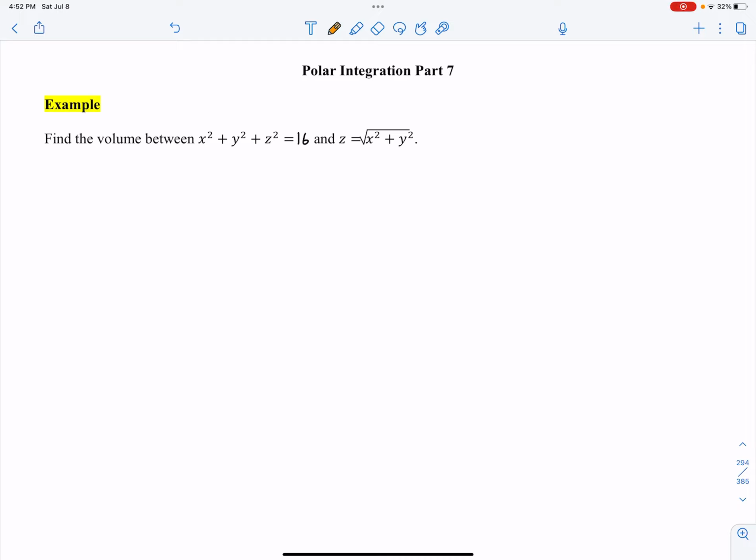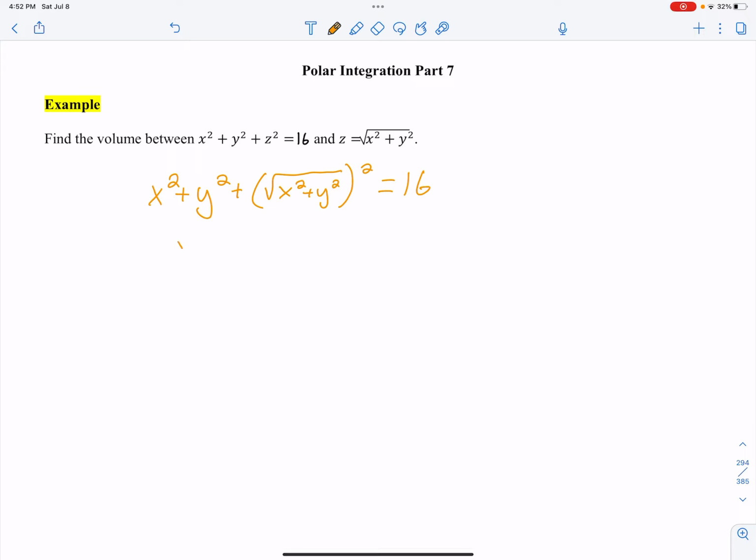You could plug these into a graph and you could see the volume. That wouldn't be a bad idea. But I kind of want to relate the two. I want to know the projection onto the xy plane so I can come up with potential polar coordinates. So I'm going to take the z of the second function and plug it into the first function. So I got x squared plus y squared plus the square root of x squared plus y squared, that whole thing squared, equal to 16.